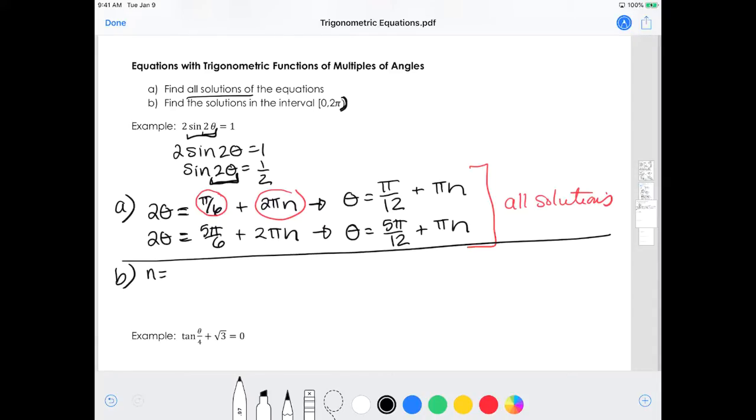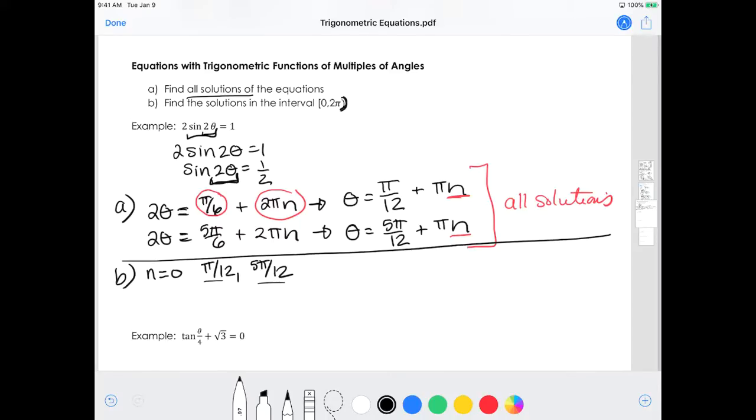If I let n be equal to 0, and I plug in 0 for n here and here, then I would have, for my answers, pi over 12 and 5 pi over 12. Because I would have 0 times pi, that cancels out, and I'm left with just pi over 12. When I put in 0 for the second n, pi times 0 is 0, and 0 plus 5 pi over 12 is 5 pi over 12. These two values are definitely on the interval 0 to 2 pi.